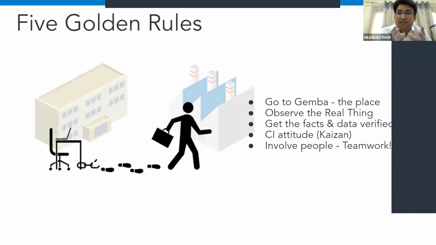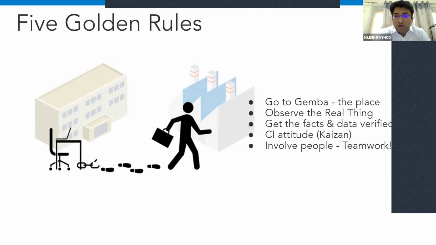Number two, observe the real thing. What is happening over there? Don't assume based on your flowcharts or the data you got. Go to Gemba and observe carefully what is happening over there. Third, get the facts and data verified. If you got data which shows the changeover time or cycle time, you have to go and verify whether it's actually happening or not. If your documentation says something else, in reality it may be different. So go to Gemba, observe these things and get the actual things verified.